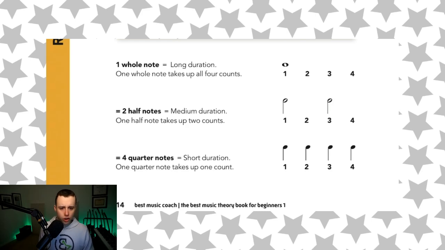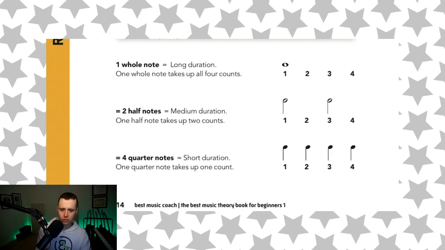So we have a whole note that gets 4 counts. 1, 2, 3, 4. We have a half note that gets 2 counts. 1, 2. And a quarter note that gets 1 count. So that sounds like this. We're going to think of a count as a click. Clicks are counts. 1, 2, 3, 4.